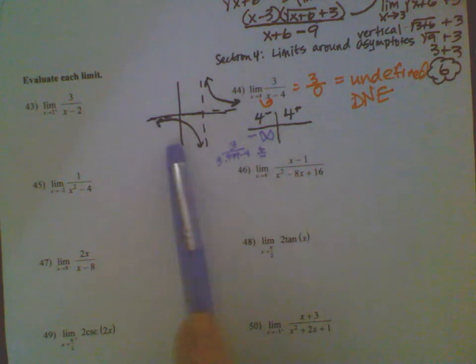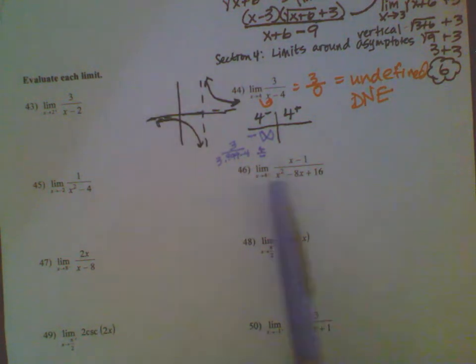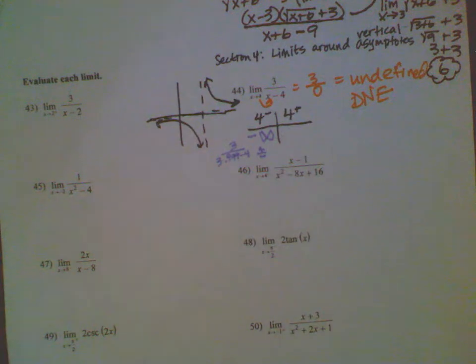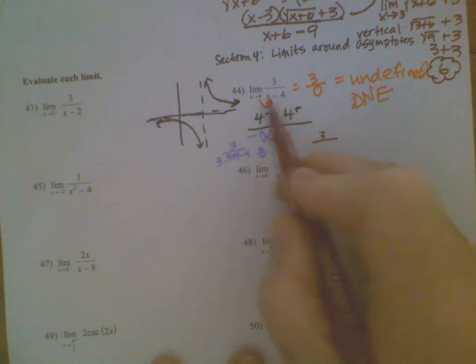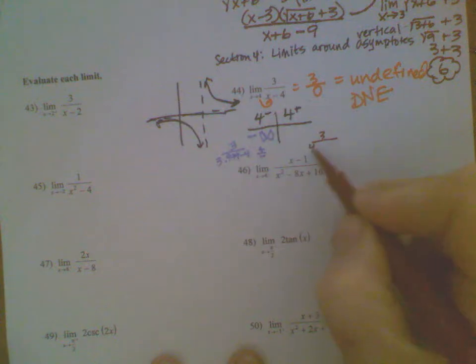But again, in lieu of making the graph, we can jump to a table. And so I'm going to do the same thing, but I'm going to approach it on the right-hand side. So again, I'm going to be looking at 3 over something a little bit bigger than 4, so 4.001 minus 4.